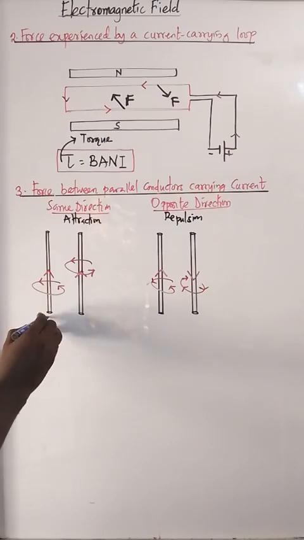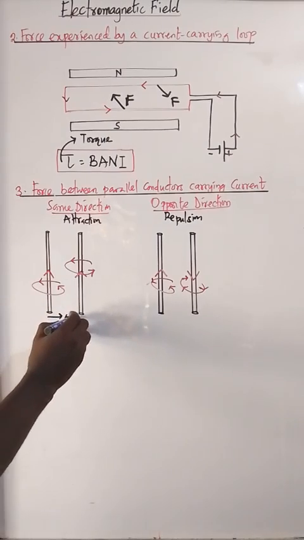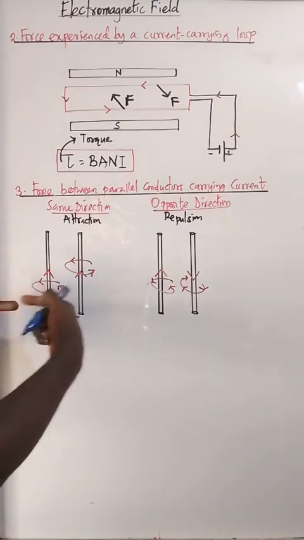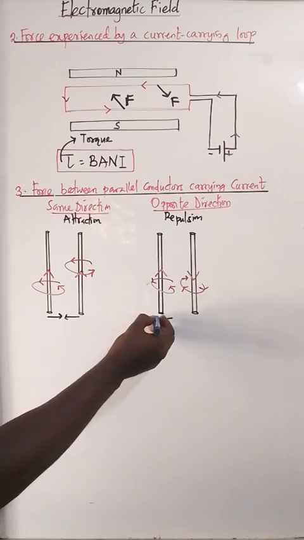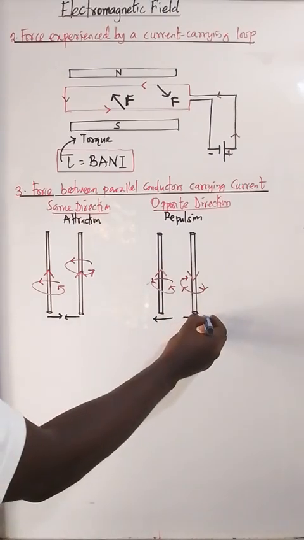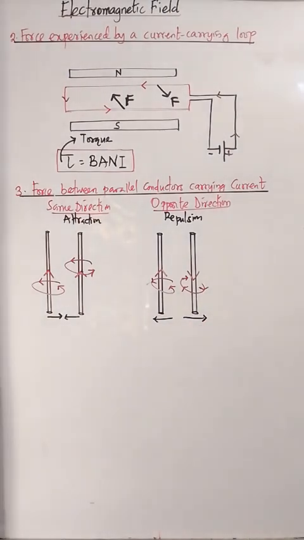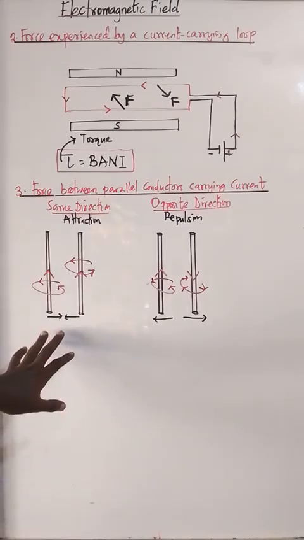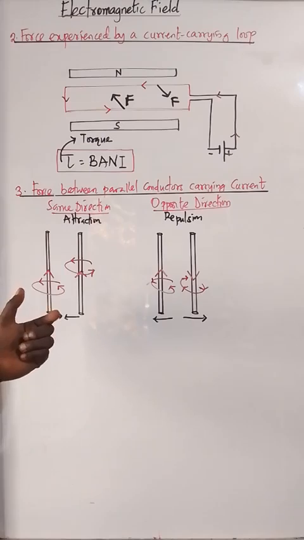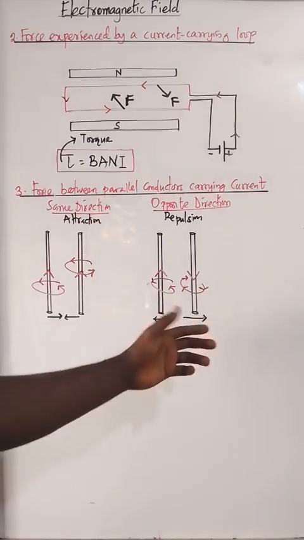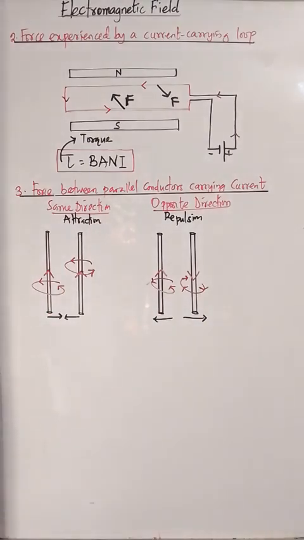So meaning these two move close to each other, they will attract. Meaning their fields add up. While for this one, they repel. Meaning the field around them cancel out, the effect cancel out. Or we can show the pattern. But in short, in summary, when we have two conductors carrying current in the same direction, there will be attractive force between them. And if they carry current in opposite direction, there will be a kind of what? Repulsive what? Force between them.